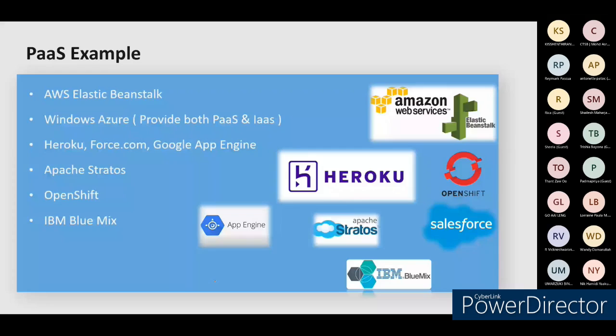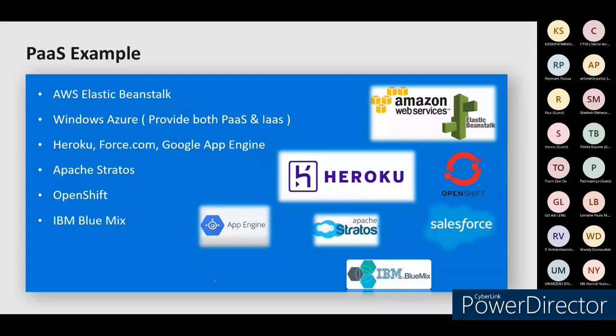Maybe you heard about AWS Elastic Beanstalk, or OpenShift, or IBM Bluemix, and Windows Azure service. There are a lot of PaaS products you can see in the market.